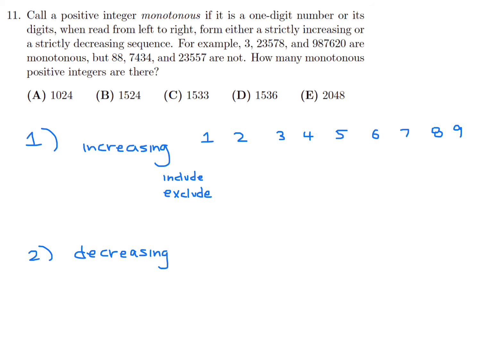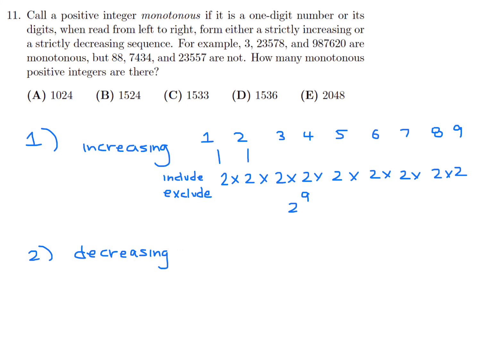The 1 can be either included or excluded, so I have two possible choices for the 1. Similarly, I have two possible choices for the 2, and so on. Either I include or exclude. So then I multiply them all to get the number of different combinations, and that is simply 2 to the power of 9.